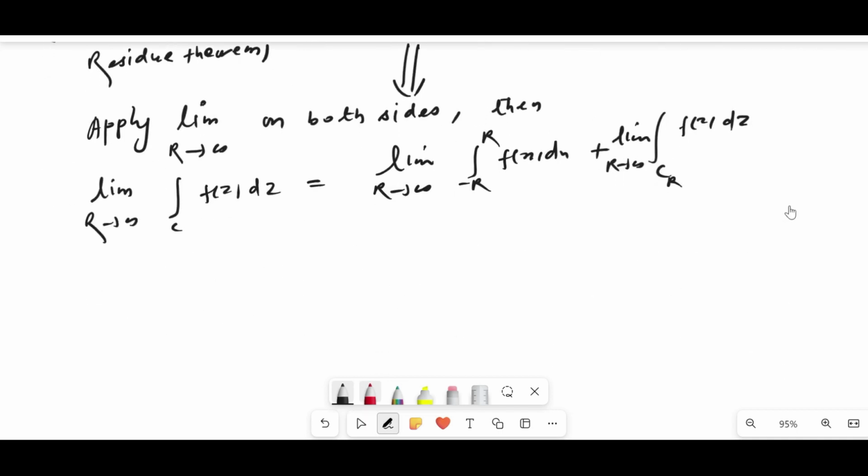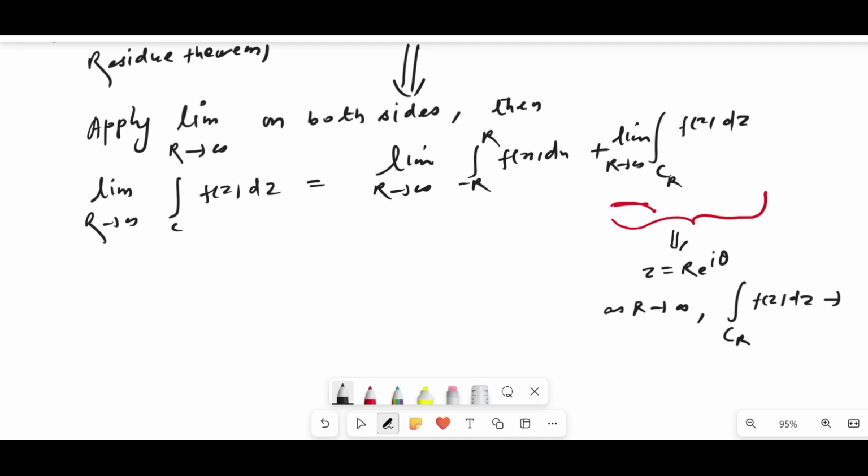So now we need to simplify. In this integral, we will substitute the value of z as r e to the power of i theta. Now as r tends to infinity, after simplifying, the value of the integral over the curve of radius r of f of z dz will be equal to 0.